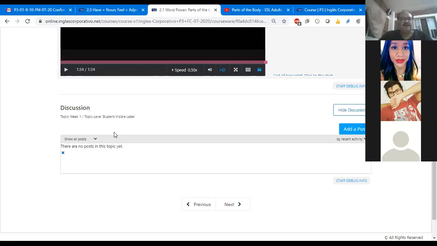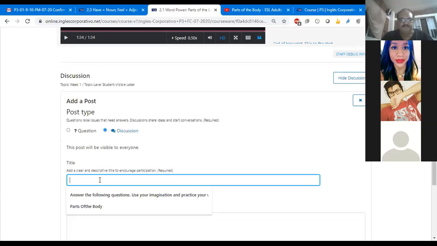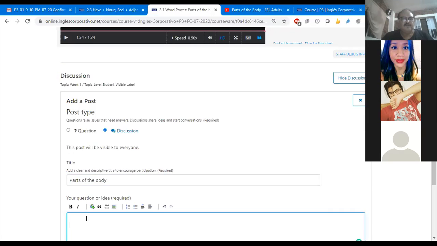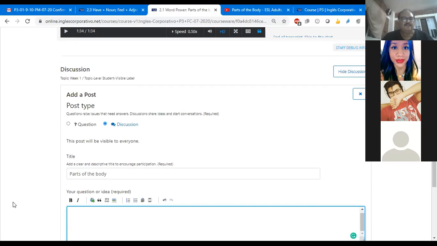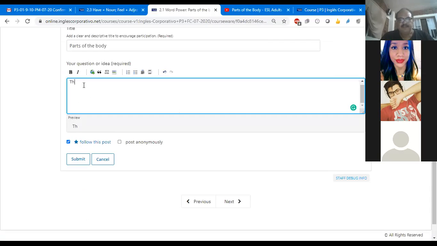we can use here, let me see for somebody. Okay, you can practice, for example, let's say parts of the body. And here, we can use, okay, for example, if you're going to say this is my head. Okay, aquí ya lo podemos practicar en contexto, right?